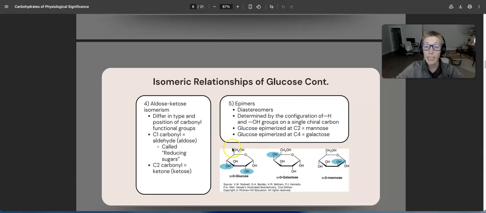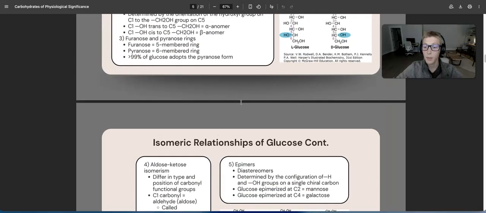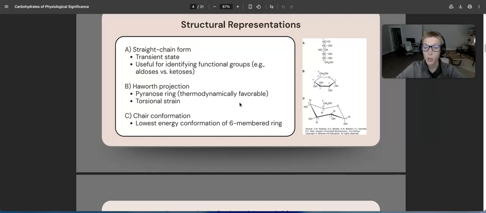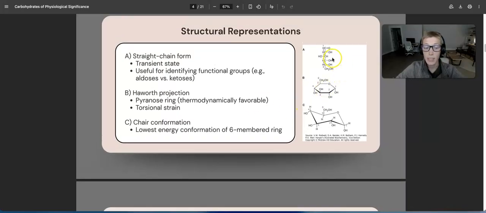Aldose-ketose isomerism refers to both the location and type of carbonyl-containing functional group within a monosaccharide. So if we go back up to the structural representation slide, we see in this straight chain form of glucose that we have an aldose, or an aldehyde functional group on carbon number 1. If the carbonyl group was on carbon number 2, we would have a ketone functional group, and in that case it would be referred to as a ketose.